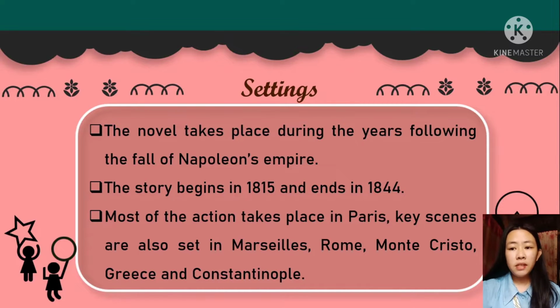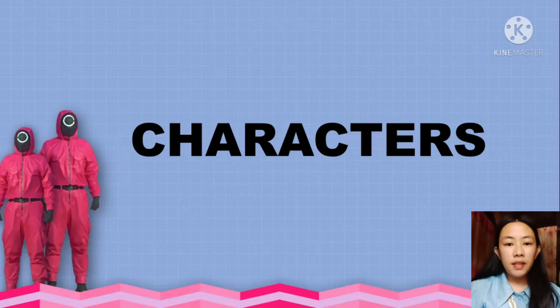So, settings. The novel takes place during the years following the fall of Napoleon's empire. The story begins in 1815 and ends in 1844. Most of the action takes place in Paris. Key scenes are also set in Marseilles in France, Monte Cristo in Italy, and then Greece and Constantinople. Constantinople is in Turkey, and it is now called Istanbul. Let's proceed now to the characters of the novel.